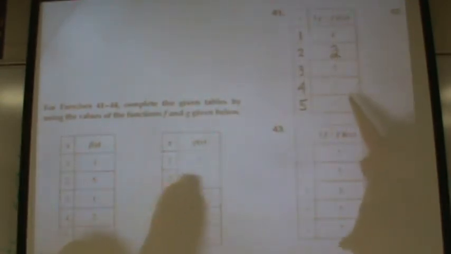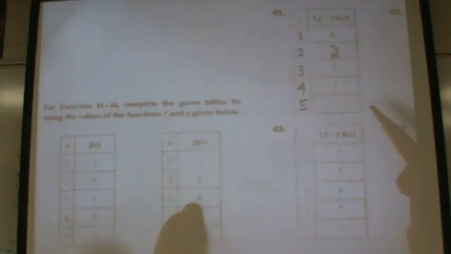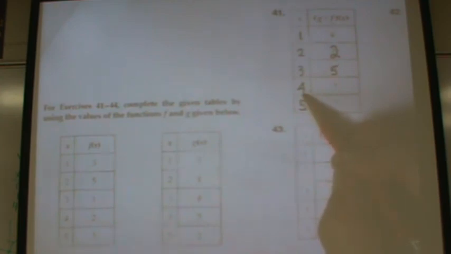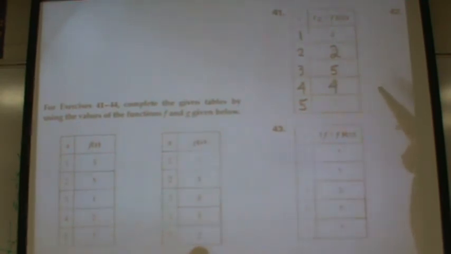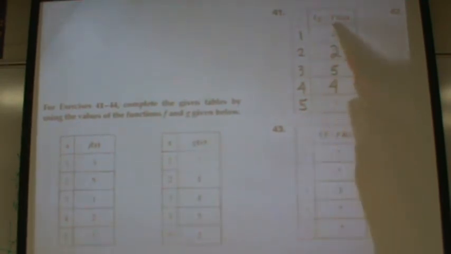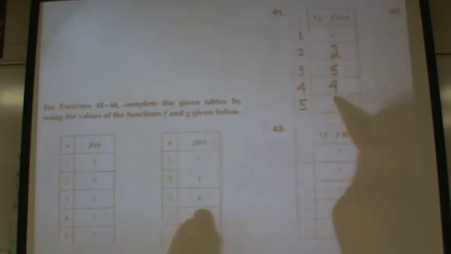3 into the f function, you get a 1. 1 into the g function, you get a 5. Yep. 4 into the f function, you get a 2. 2 into the g function, you get a 4. And 5 into the f function, you get a 3. 3 into the g function, you get a 4.